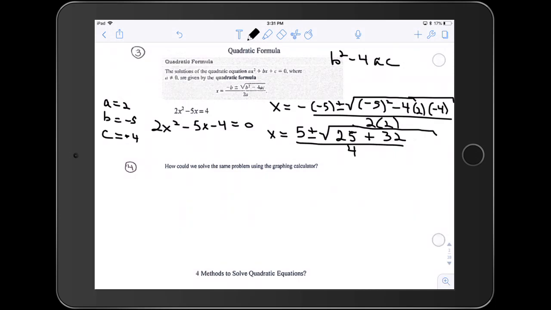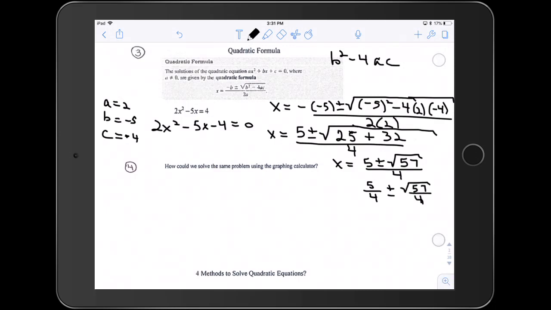And I write very, very large. I get larger and larger as I write. So I end up down here, x equals 5 plus or minus the square root of 57 all over 4. And really, you can leave it like that, but I'm just letting you know that typically, at least in our pre-calc textbook, they tend to express the answers like this right here.